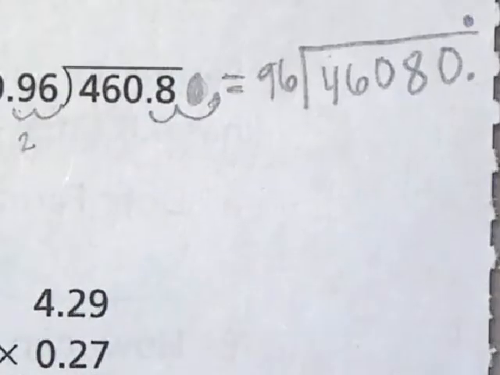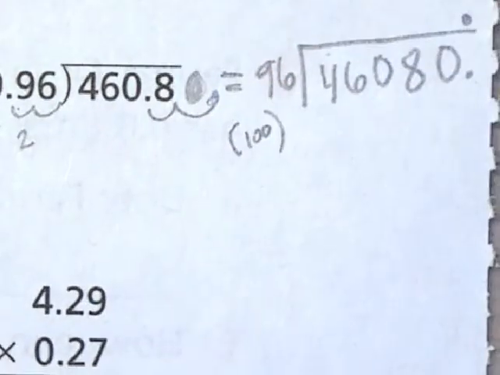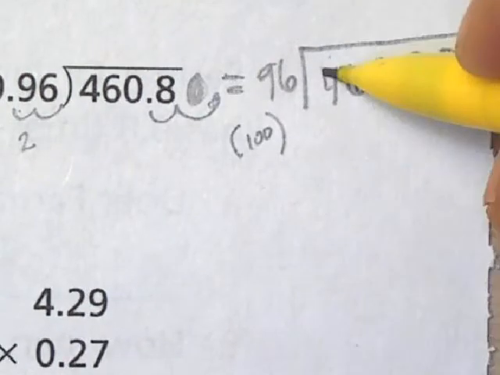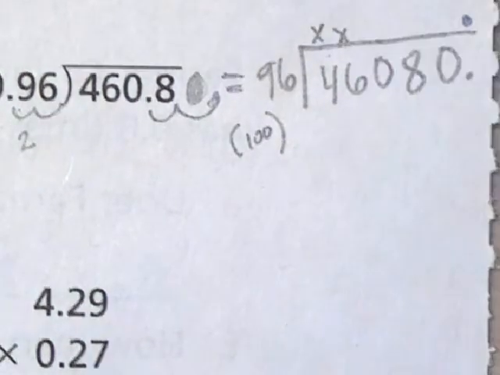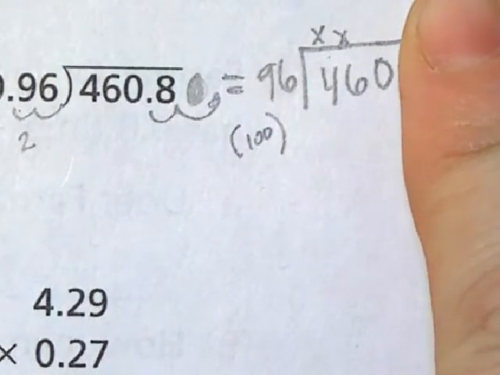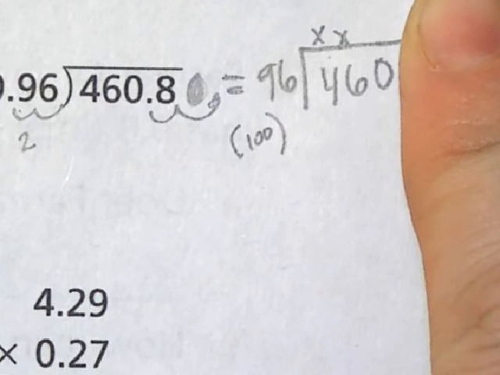This seems really hard, but really, what is 96 really close to? It's close to 100, and counting by hundreds is not too bad. So this is that double-digit multiplication skill. 96 is not going to go into 4 or 46, so you put little x's. But it will go into 460. So that's what you're looking at.